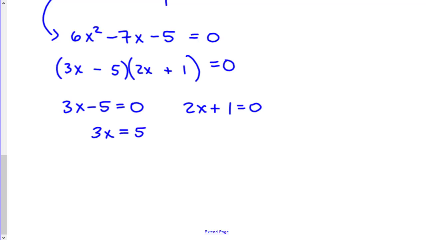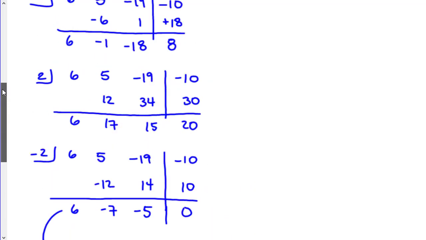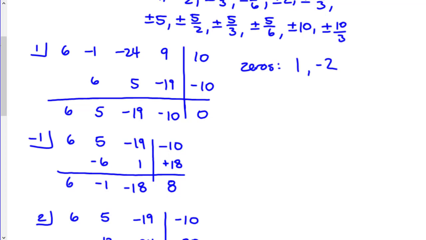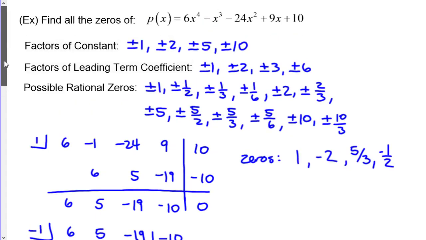So x equals 5/3. 2x equals negative 1, or x equals negative 1/2. So there are my remaining zeros. So back up here to my list, 5/3 and negative 1/2. And I don't have to go through any more testing, because it was a degree 4 polynomial, and that guarantees that there's at most 4 zeros. So I have found them all.